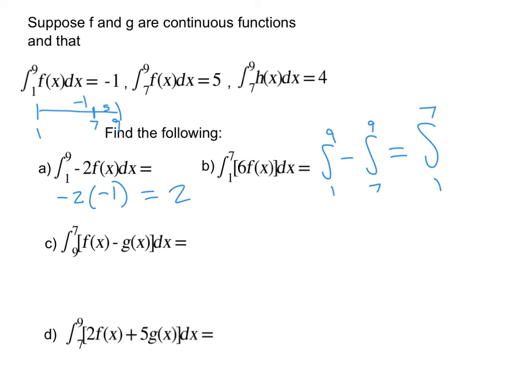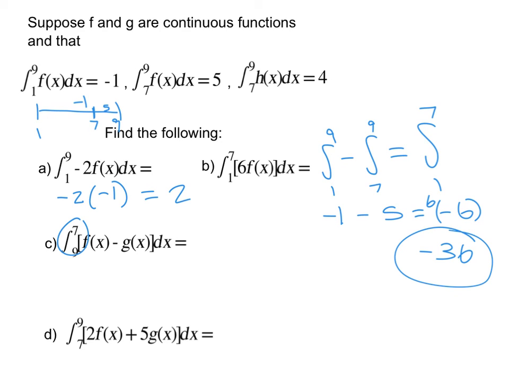So 1 to 9 was -1 minus 5 gives us -6, and then times the 6 they gave us. So the answer is -36. I feel like these numbers don't always make sense. I just do the best I can with it. Okay, so this one's flipped. All right, so if we flip it, we need to throw a negative out front.